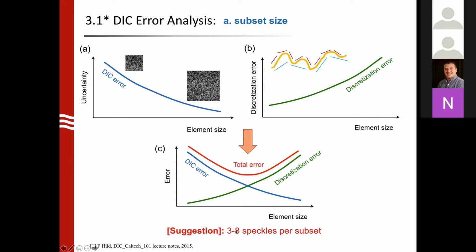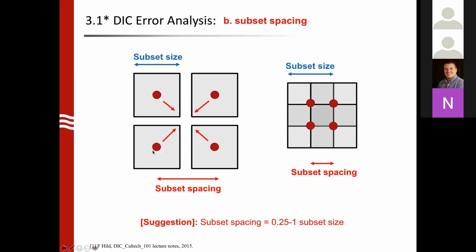So typically the suggestion for each of those subsets is to include 3 to 8 speckle features or dots inside each of those local subsets. And besides the subset size, there's another parameter called the subset spacing. For example, here on the left, there are 4 subsets. Each subset has the same size, shown by the blue arrow line. And between the two neighboring subsets, there's another distance called the subset spacing.